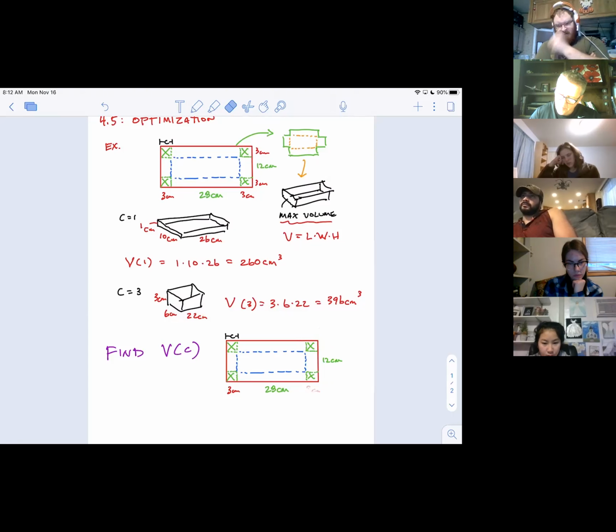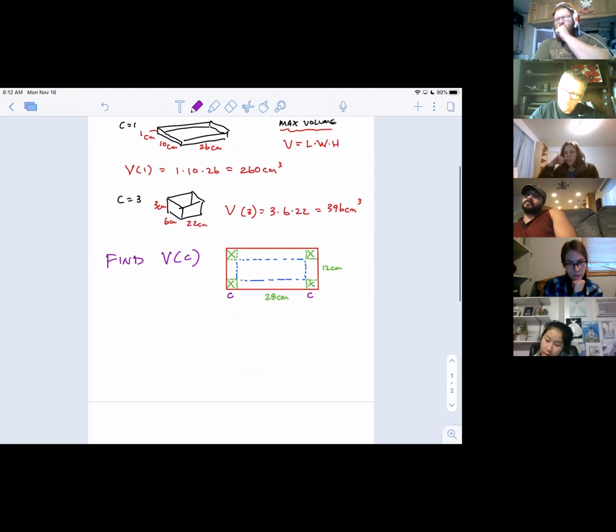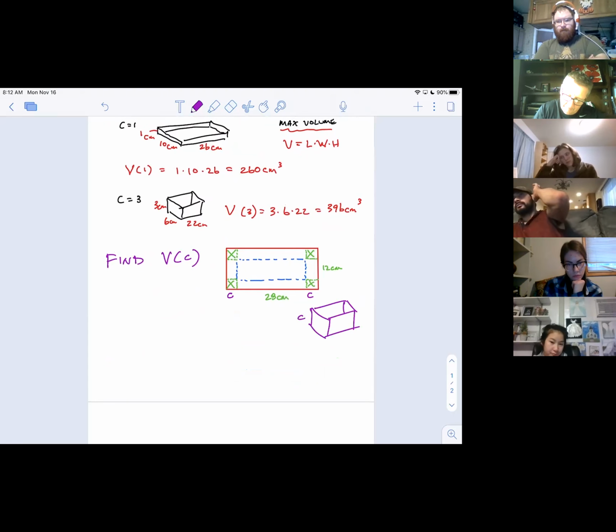If I go back here and put C in for this, this is length C and this is length C. Then isn't our box going to be, if I redraw it over here quickly, if our cut is C, then isn't our box C centimeters tall? So just like here there was a 1 and here there was a 3, here there's going to be a C. And now I'm to where I think Justin was conjecturing.